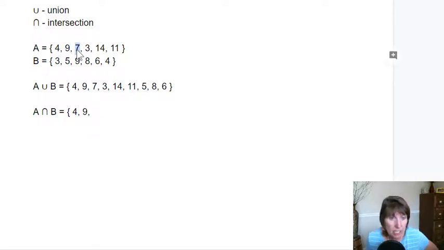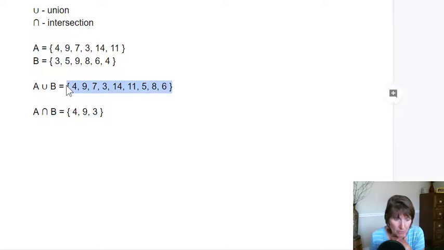What about 7? 7 is in A, but it is not in B, so it is not part of the intersection. What about 3? 3 is in A, it is also in B, so it is part of the intersection. And 14? 14 is in A, but it is not in B. And 11 is in A, but it is not in B. So these are the three values that are in both of the sets. That's the intersection. That's where A and B intersect. If we're talking about a Venn diagram, this is the parts that overlap, right? Where the circle part overlaps. So this is A intersection B, and this is A union B.